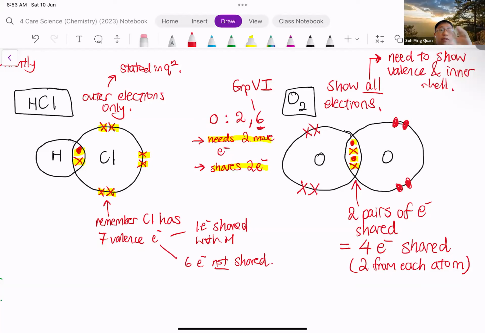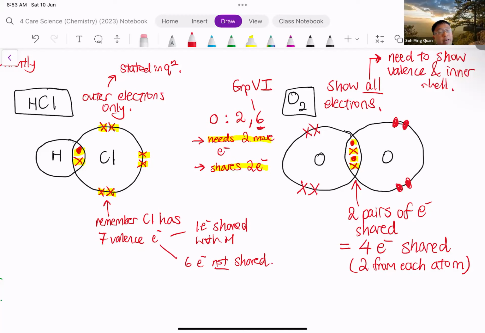This is true for every non-metal atom except for hydrogen. Hydrogen only has 1 shell. So the first shell, by sharing 1 electron, is automatically fully filled already. So hydrogen, don't need to worry. But for the other atoms like oxygen, chlorine, you must ensure that the outer shell has 8 electrons in total.